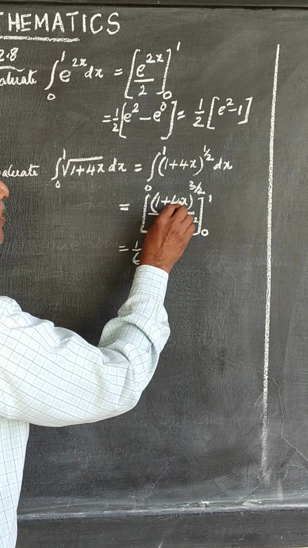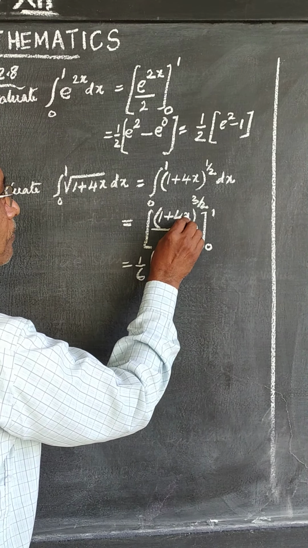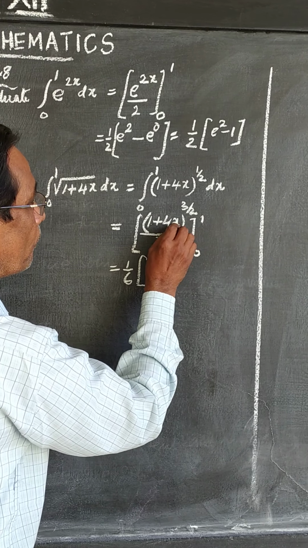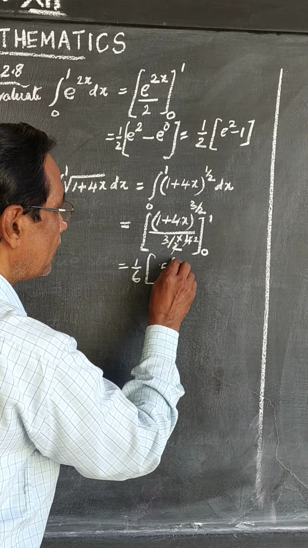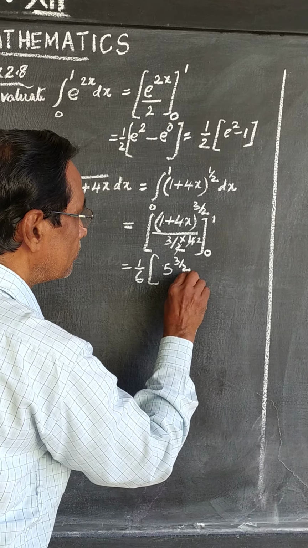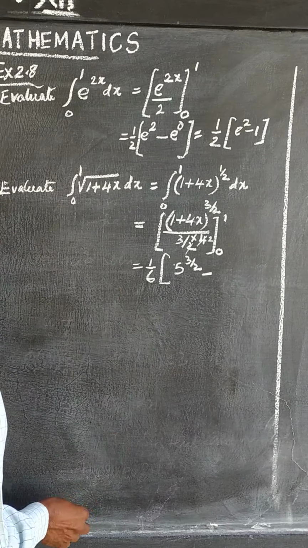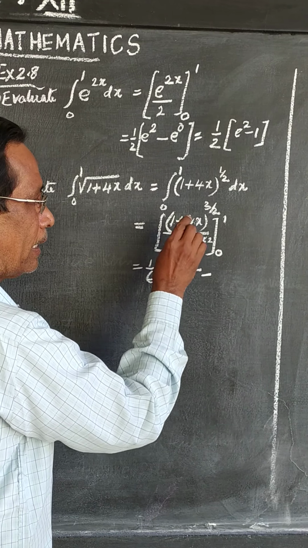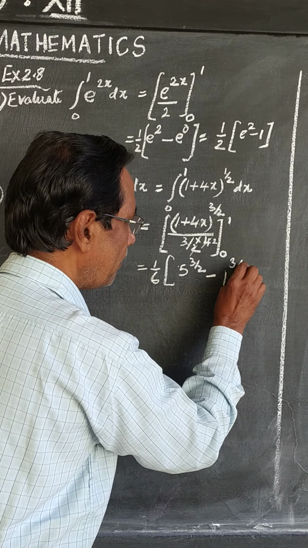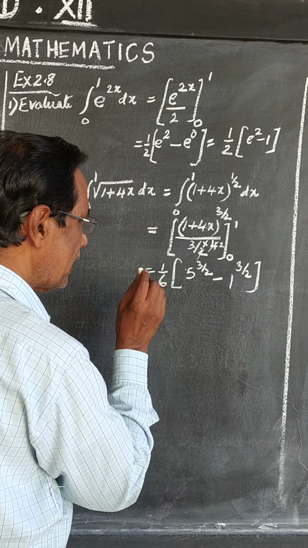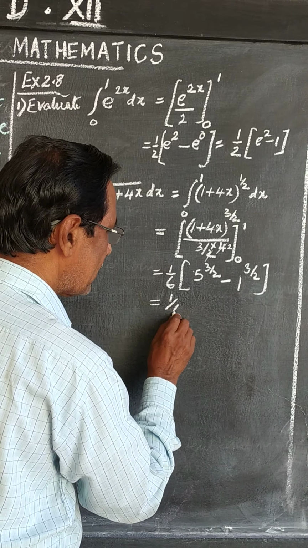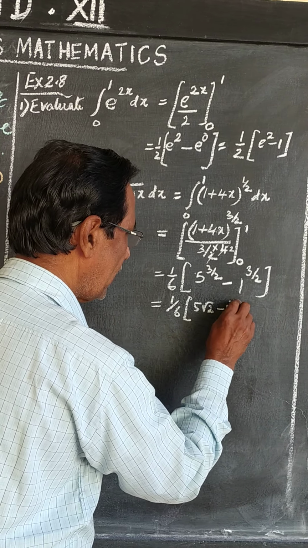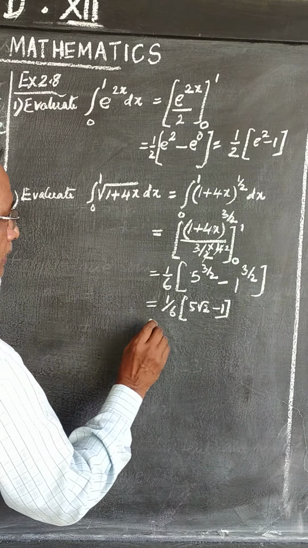Upper limit on substitution, you get 1 plus 4. That is how much? 5 to the power of 3 by 2 minus lower limit. On substitution of this here, you get 0 and therefore 1 only remains. The answer for this is 1 by 6 (5 root 5 minus 1). This is the answer for this.